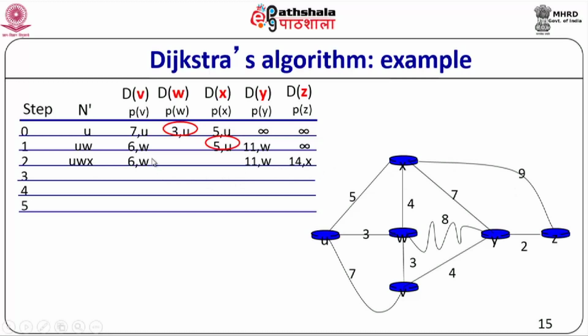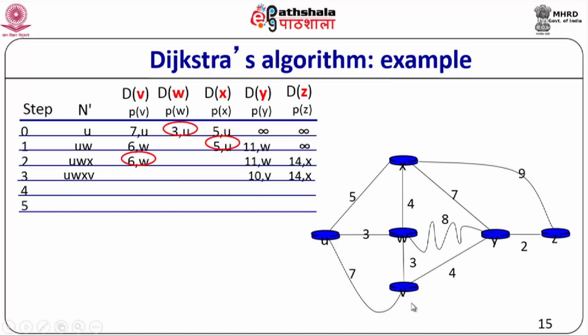Now, the next step, remember we have to choose again the one which has the least cost. So, we choose 6 here, which is connected to v, and so that is moved to N dash. So, you have u, w, x, v, and now these costs are fixed. Now, we need to look at these 2, right. So, let us look at what all we have now. Now, u, w, x, and v has come in.